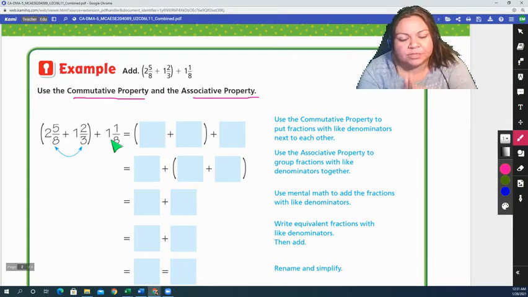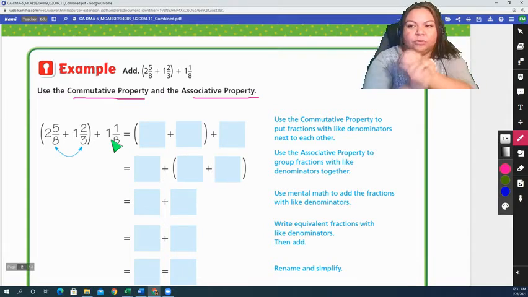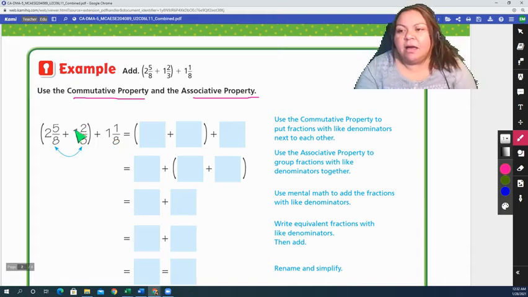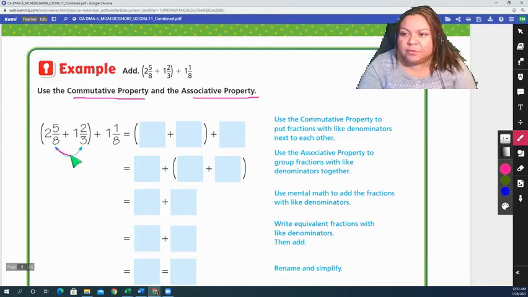Remember, the commutative property changes the order of your addends. The associative property changes the grouping. I want to use the commutative property because I need to change the order of these numbers. I need to switch them. Why do I need to switch them? Because I need the fractions with the same denominator to be next to each other so that I can change the grouping, so that I can group 2 5/8 with the 1 1/8.